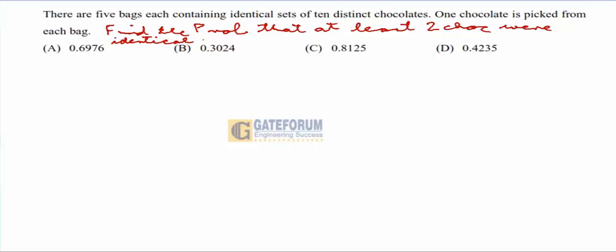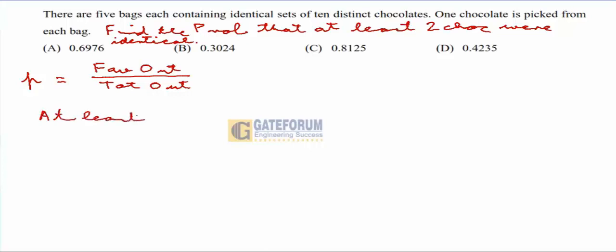This was the question. Find the probability that at least two chocolates were identical. So how can we find that? We all know probability is nothing but favorable outcome by total possible number of outcomes. Now, what is the probability that has been asked for us to find? The probability is at least two are identical. This is the probability.